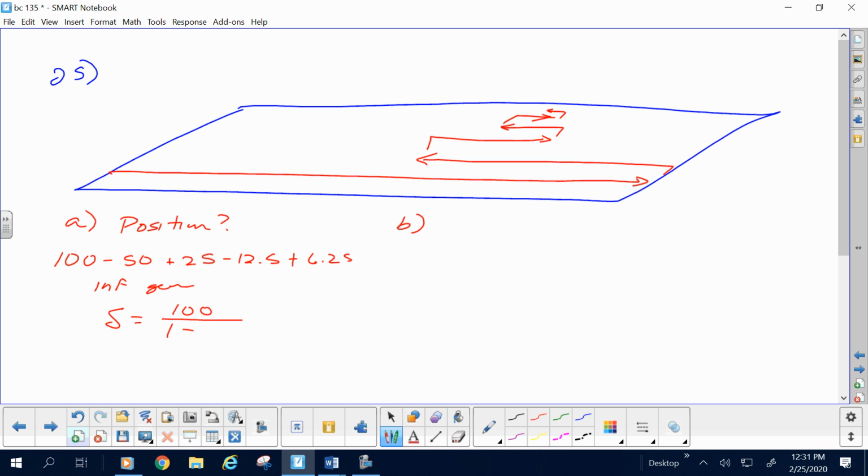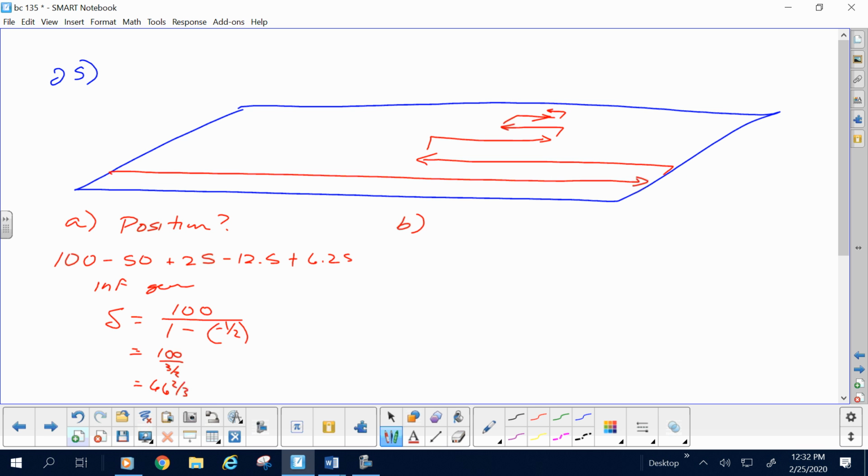100. What's the common ratio? Negative 1/2. And so that's 100 over 3 halves, which is 66 and 2/3, or 200 thirds, or something like that, yeah? And that actually makes sense with our partial sums. They seem like they were in the 60s region. Are we good on position?